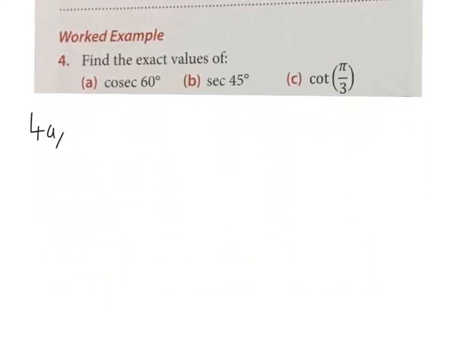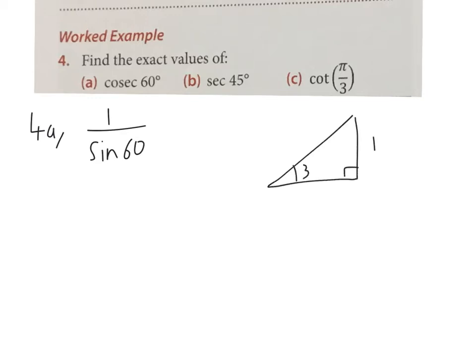4a. Find the exact value of cosec 60. Well, cosec is 1 over sine, so we're going to find the exact value of 1 over sine 60. You need to remember your triangle to get exact values. It's the 30, 60, 90 triangle. 1 will be opposite the shortest side, 2 is the longest side, and root 3 is the one in between. That's just from memory. So sine 60, sine is the opposite over hypotenuse, so opposite's root 3, hypotenuse 2.